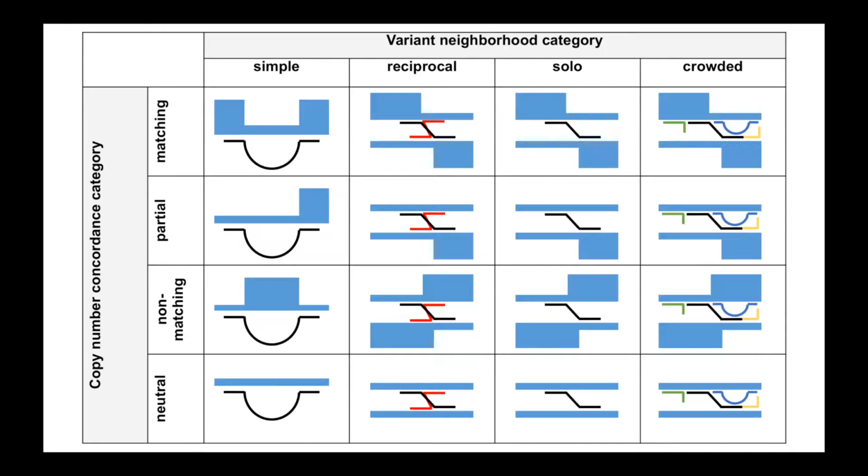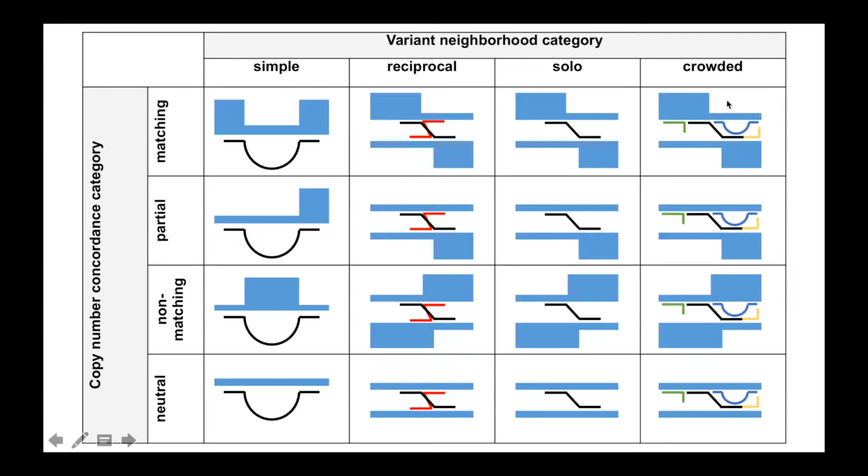And this is particularly useful when you start to look at the copy number concordance categories, because when a variant is this far away from other things, you should be able to expect matching copy numbers. And so that's really a common theme here, and why I show that the variant neighborhoods and the copy number concordance should be considered together. That's why I draw a matrix, so that you can see how they fit together and use it as a starting point for manual curation.